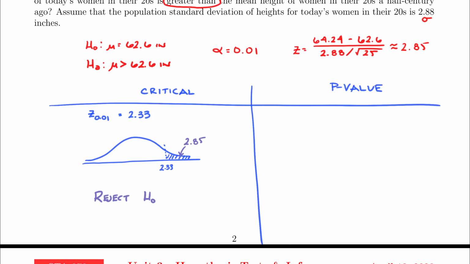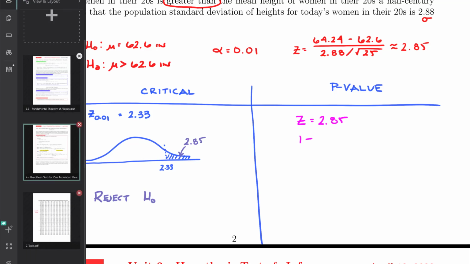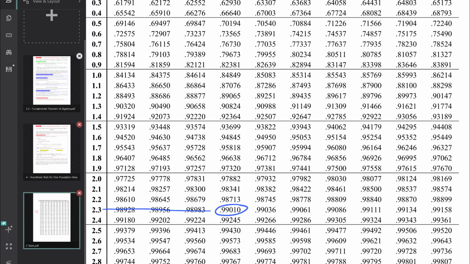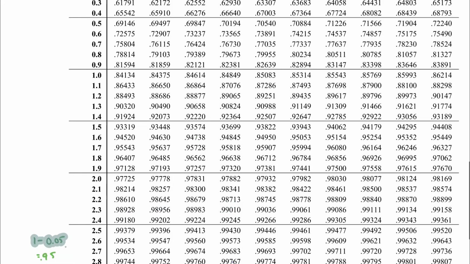With the p-value approach, again, it's very similar. It's exactly what we did yesterday. But in this case, what we do is we find the area that is associated with 2.85. Because we're talking about a right-tailed test, we have to do 1 minus whatever that area happens to be. So let's first go find the area for 2.85, because remember, the z-table provides us with the areas to the left of a given z-score. So we're looking for 2.85. 1, 2, 3, 4, 5. It's 0.99781.